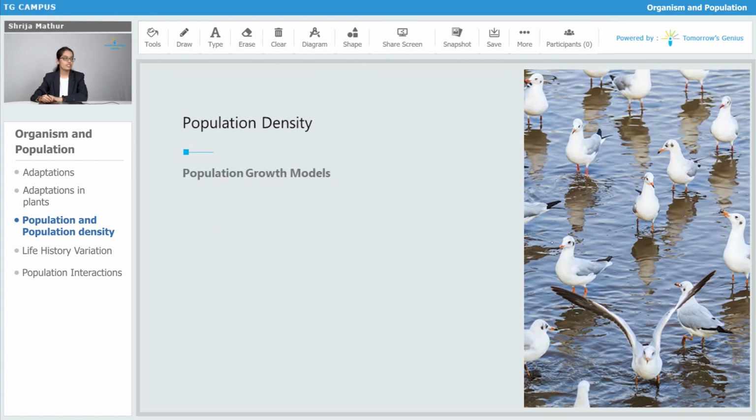Population growth models. Now, what are these? The model can be used to predict the growth of a population with time. So there are 2 models. First is exponential, second is logistic.